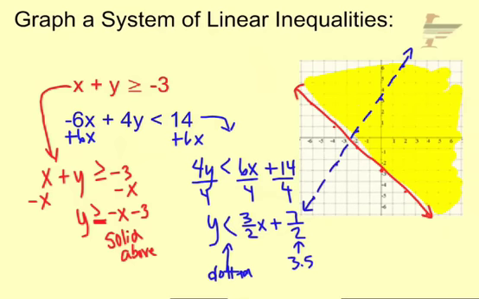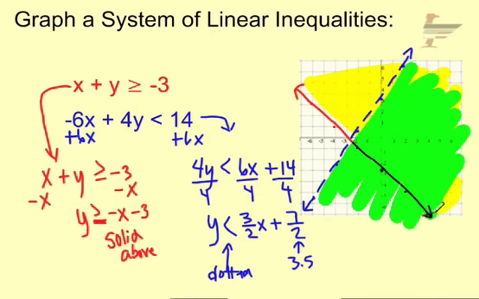And now for our shading, because y is less than the line, we're going to shade below. We also could do our test point just to be sure. So shading below, here I am shading below. And what we're looking for actually is the solution set to the system, which is going to be whatever we have shaded twice. So if I look over here, my green kind of covered it up, but I can see that all of this in here has been shaded twice.